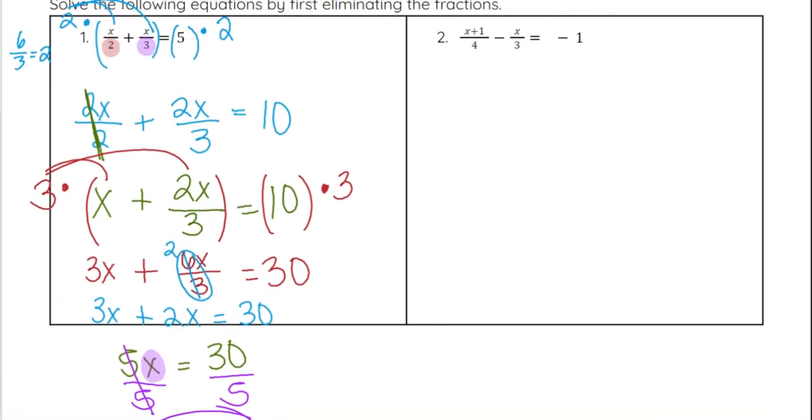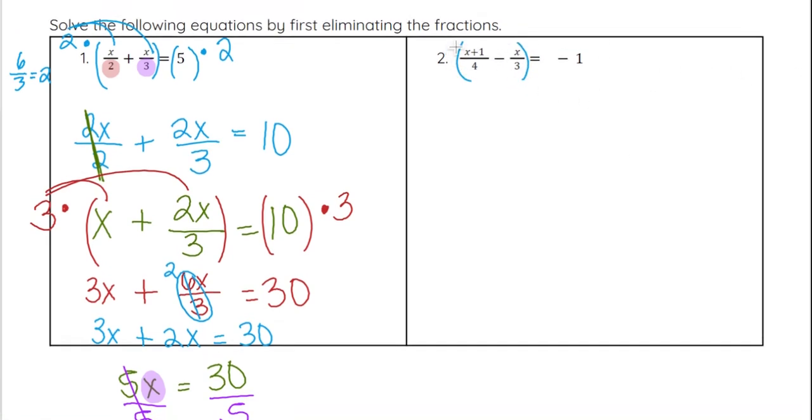Let's take a look at number 2. With number 2, we have a slightly different setup because we do have this x plus 1 on top here, but we still have just an x over here, and we still have two different denominators. So I'm going to start by multiplying by the first denominator of 4 on both sides. If I multiply by 4 on both sides, I distribute it to each term on the left side, and then the only one term on the right side.